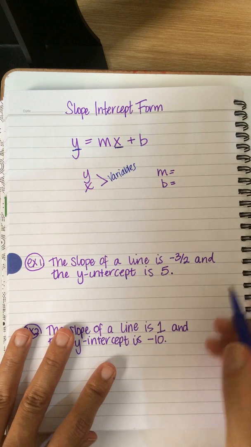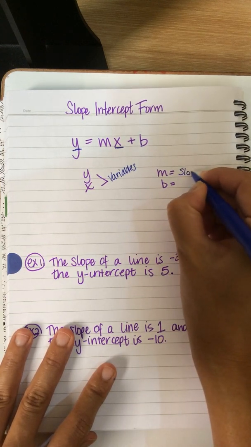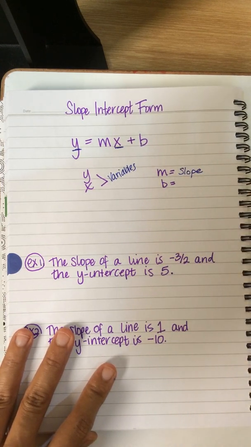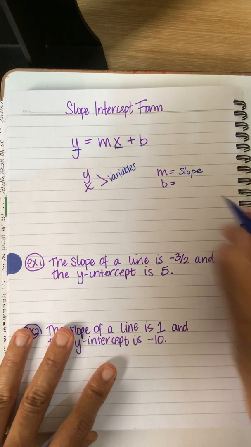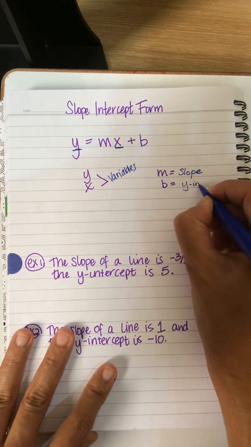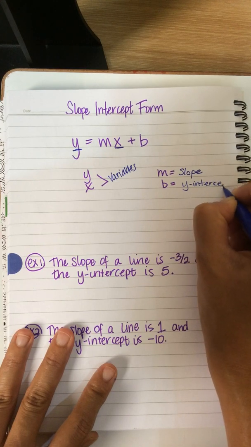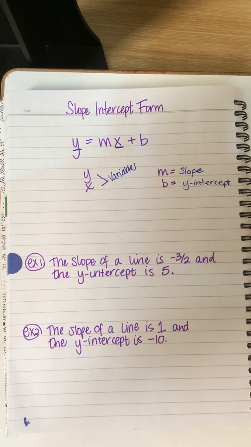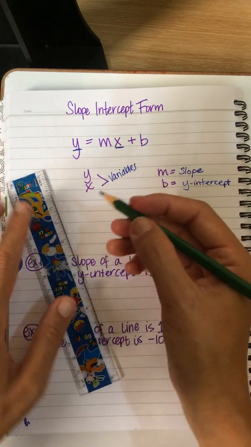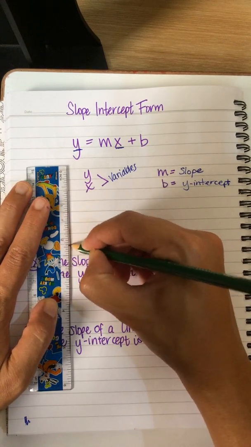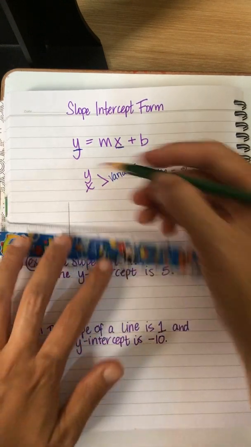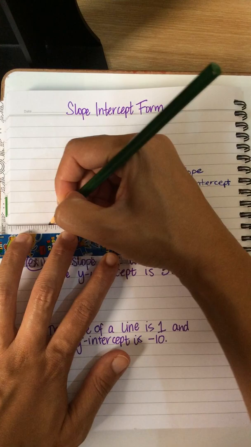So m, hopefully you're realizing that that is where you put your slope, which is why we've been using m equals for slope. Our m represents the slope. And b is your y-intercept. So write that down, and I'm going to explain what that means. So I'm just going to draw a little line here for you. And just so you can see what I mean.